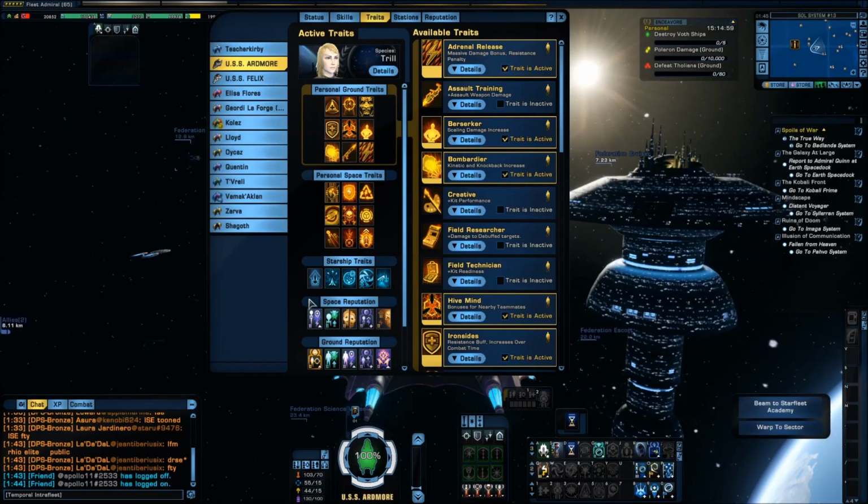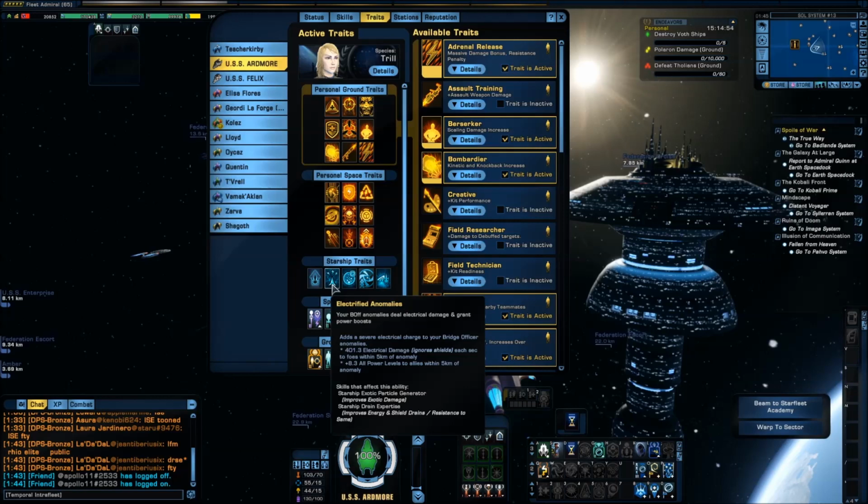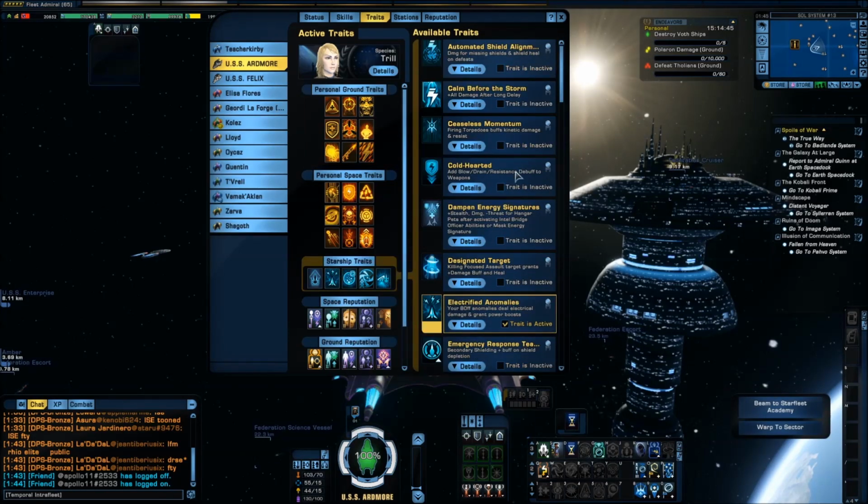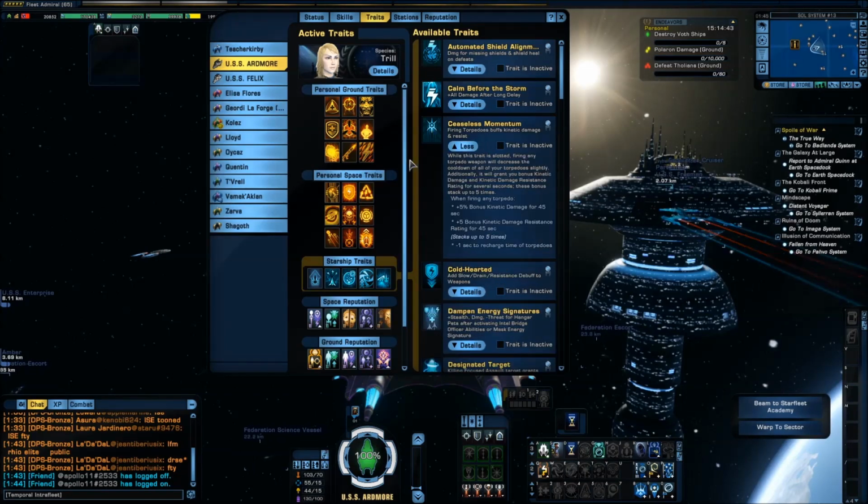Then starship traits. This actually contains what I'm currently testing, which is electrified anomalies. This was made right after the summer event. I used to have in here ceaseless momentum. I'll go over that real quick. So the previous trait I had in here was ceaseless momentum.